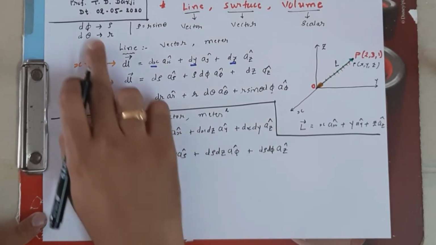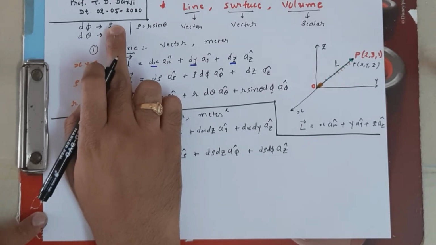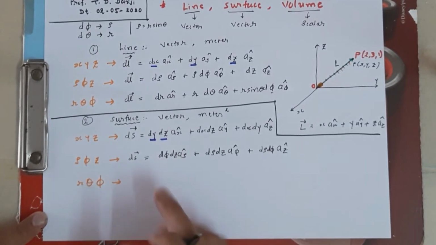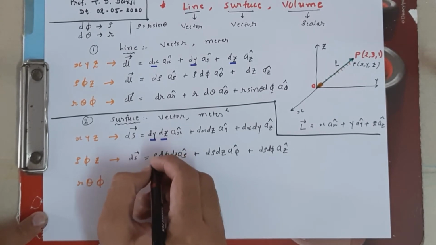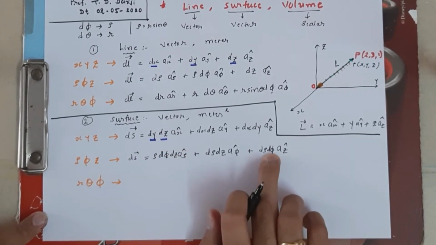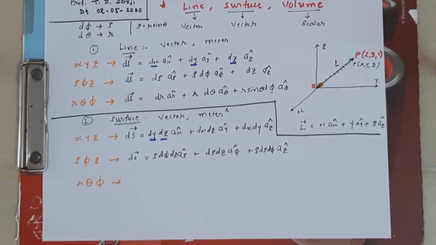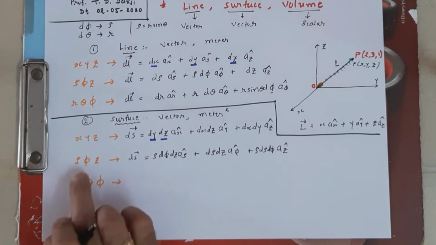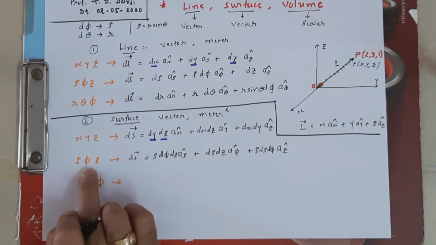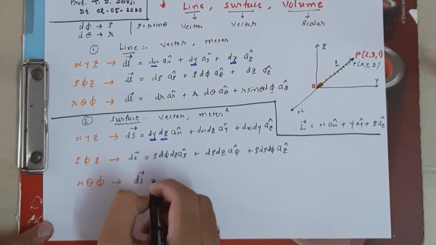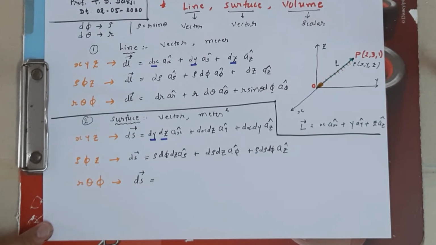Now we have to apply our concept. Where d phi is present, we always have to substitute rho before that. So here d phi is present, I have to substitute rho. Here also d phi is present, so I have to substitute rho before that. So this one is the final equation for the differential surface for the cylindrical coordinate system.